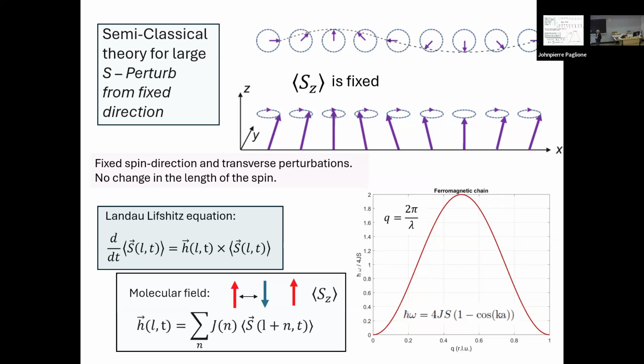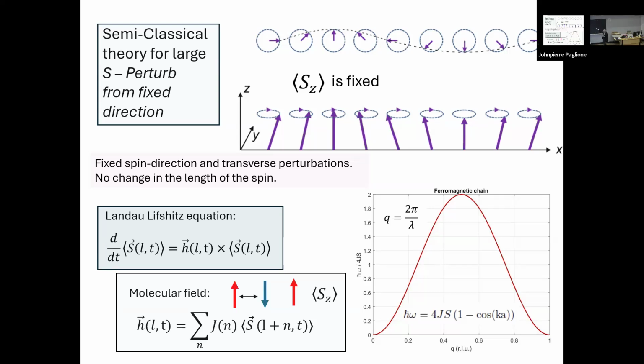If you do this for a ferromagnetic chain, you end up with a dispersion relation, which is the energy as a function of Q. Remember, Q is 2 pi over lambda. So you can think of down here, you're looking at very long wavelength excitations, and as you increase Q, you're looking at progressively shorter and shorter ones.